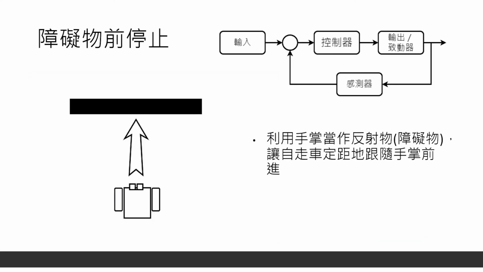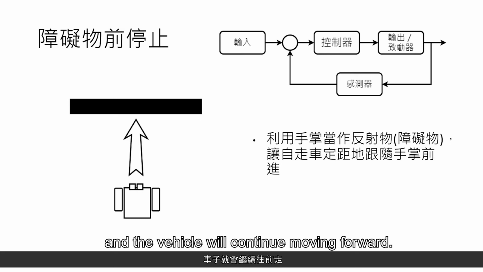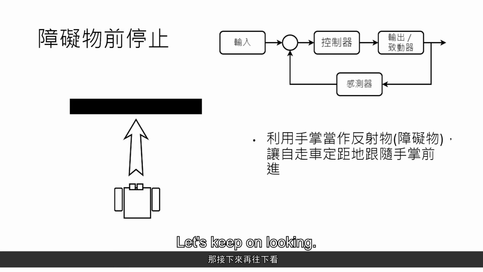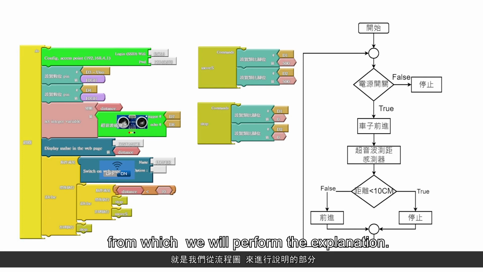This is our topic. When the vehicle is moving forward, it encounters an obstacle, it will stop, remove the hand, and the vehicle will continue moving forward. Let's keep on looking. There is our flowchart, from which we will perform the explanation.